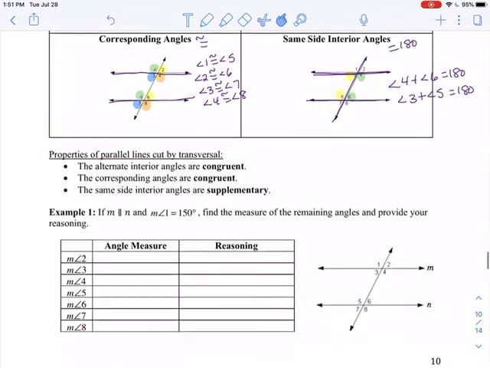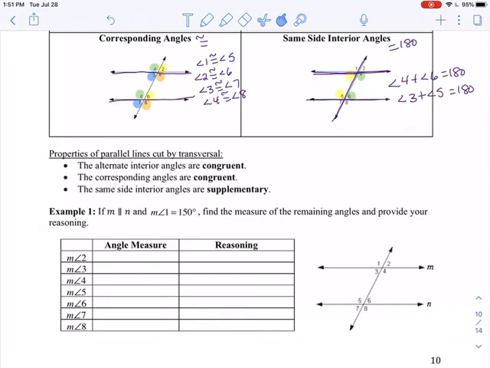Properties of parallel lines cut by a transversal. The alternate interior angles are congruent. The corresponding angles are congruent. And the same side interior angles are supplementary. Now knowing that, if I give you one angle measure, then you can find out the other 7.